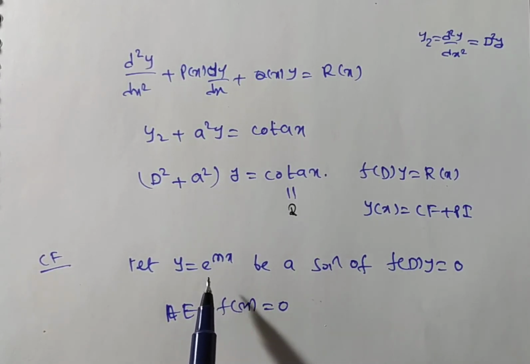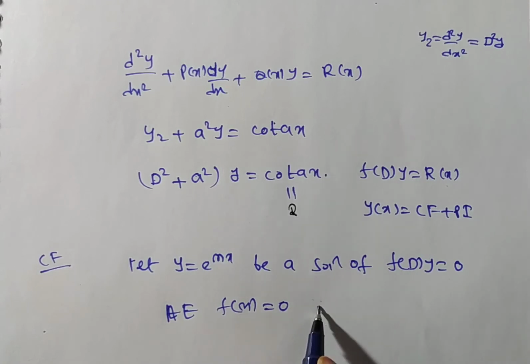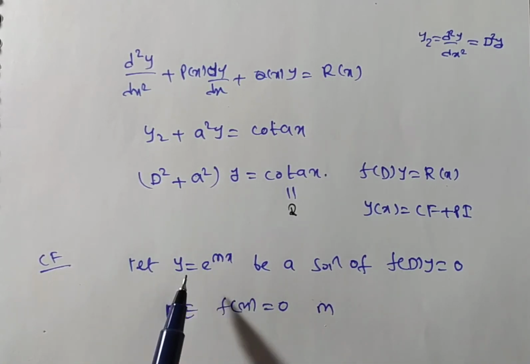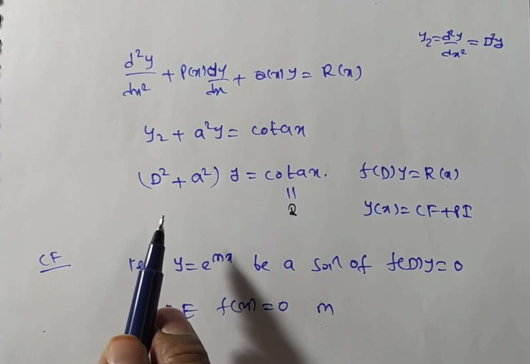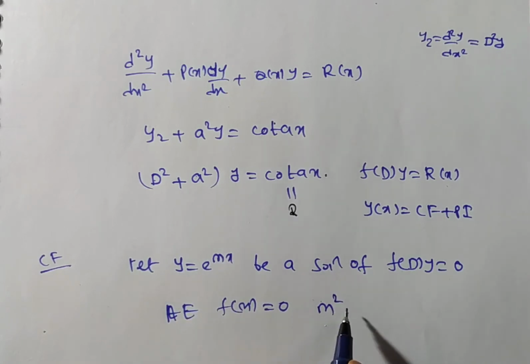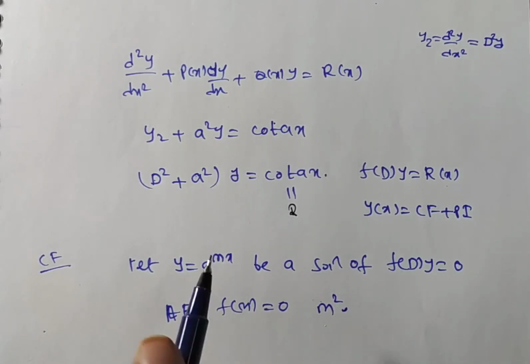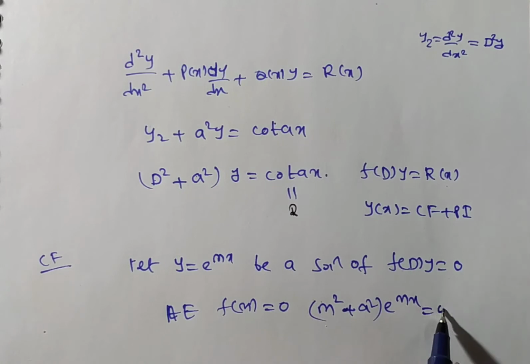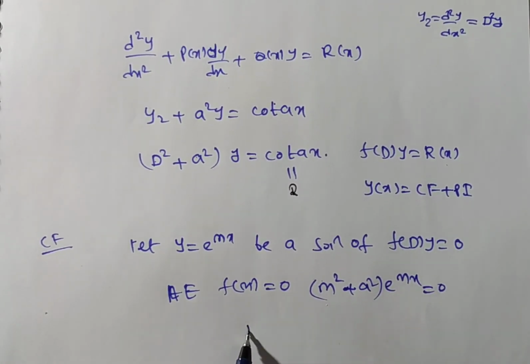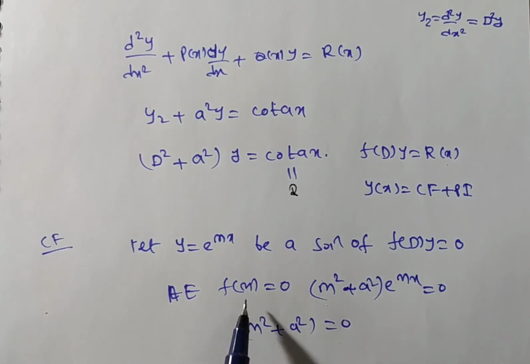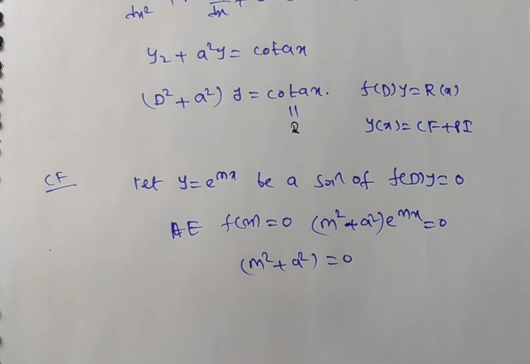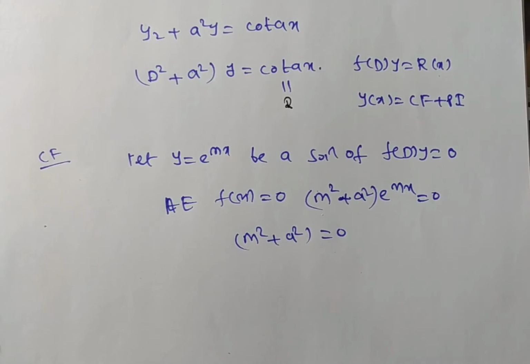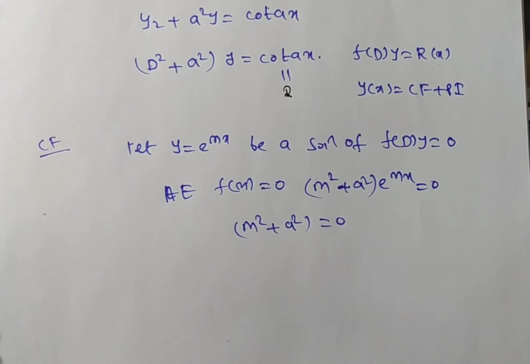Friends, if we replace y = e^(mx), then in place of D², you can write the double derivative of e^(mx), which is m² e^(mx), and a² e^(mx). e^(mx) I can take common, then I will have (m² + a²) e^(mx) = 0. e^(mx) is never 0. So m² + a² = 0. Now it is in the form f(m) = 0. This equation is called the auxiliary equation or helping equation.